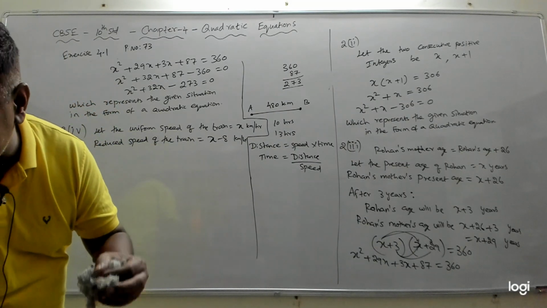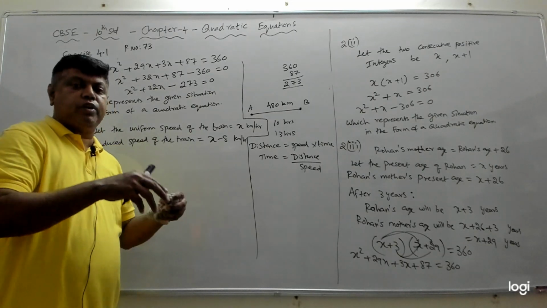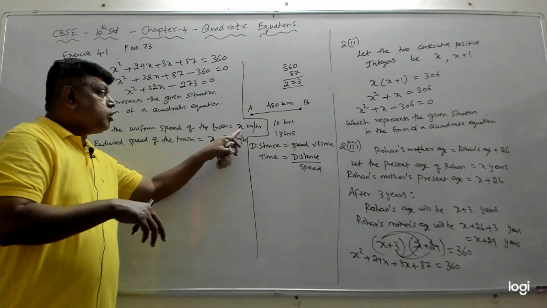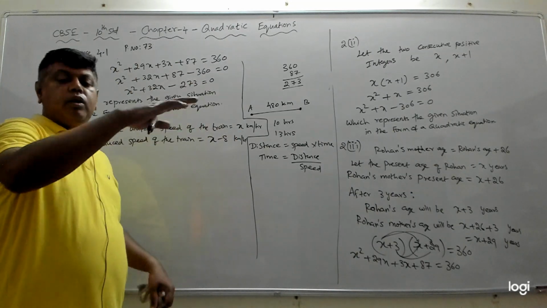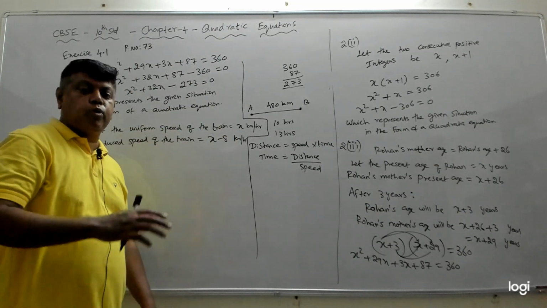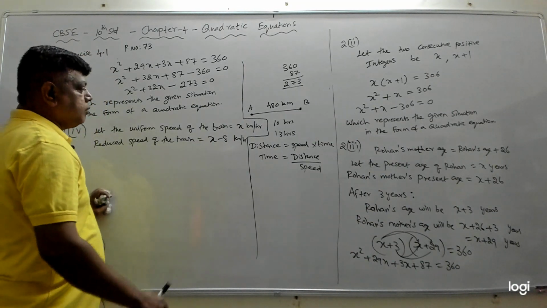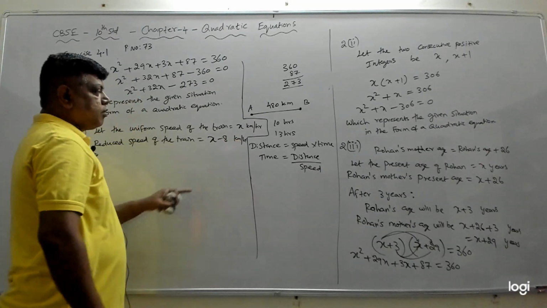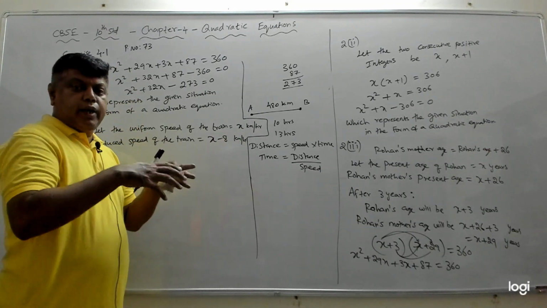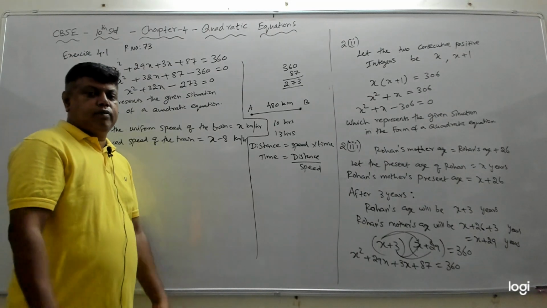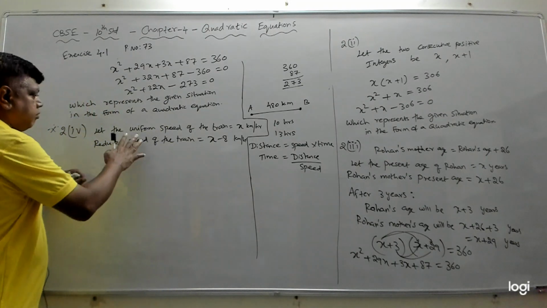If the train goes at a speed 8 kilometers per hour less than the usual speed, then it will take 3 hours more to cover the same distance or to reach the same destination. So this is the reduced speed of the train, which is x minus 8. From the usual speed, if it goes 8 kilometers less, then x minus 8 is the new speed. And now we have written this.